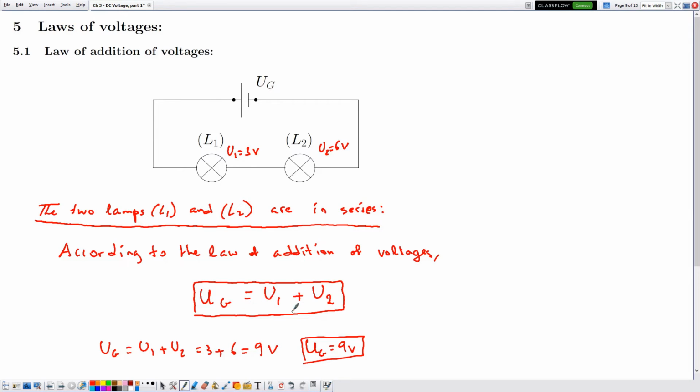And whenever we need to use this law, we need to mention the law that we are using, which is the law of addition of voltages. Always in physics, whenever we need to use the law, we need to mention the law. Usually we give half a mark for mentioning the law. Moreover, there is another version for this law, which is using the points.